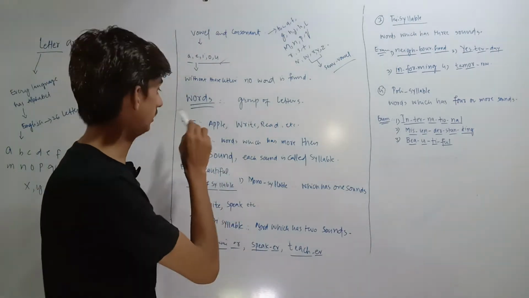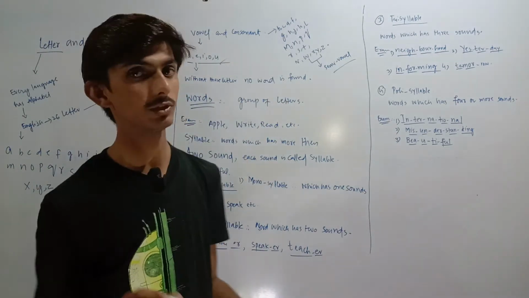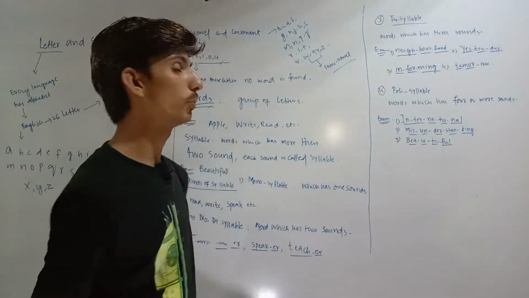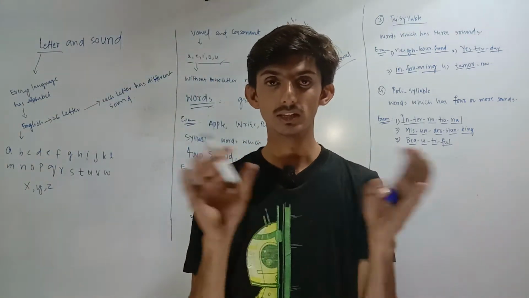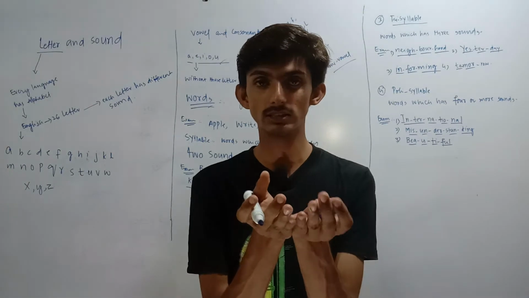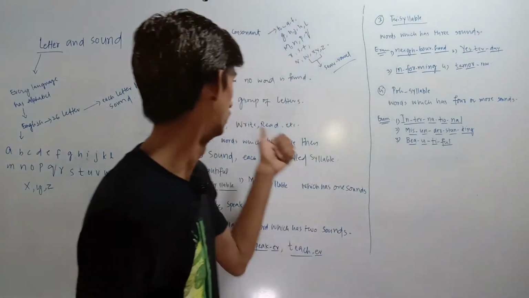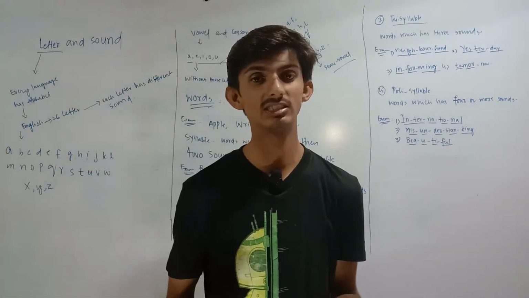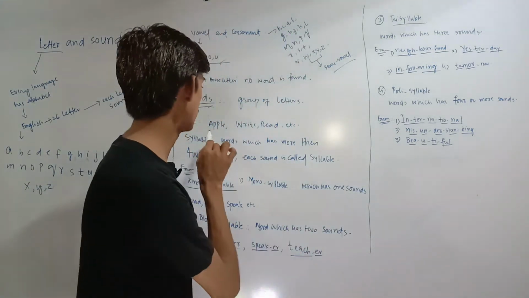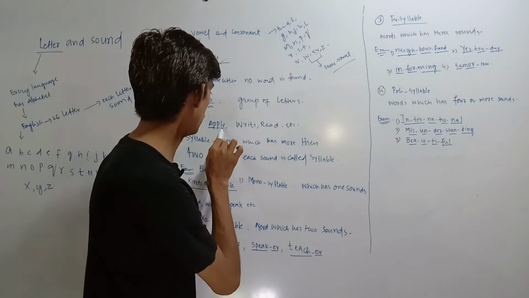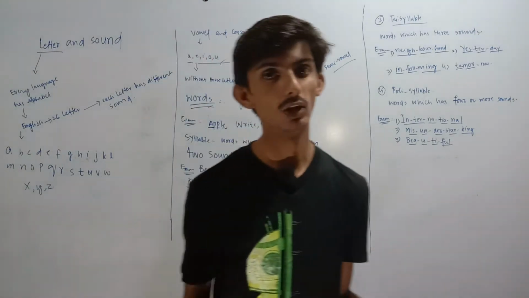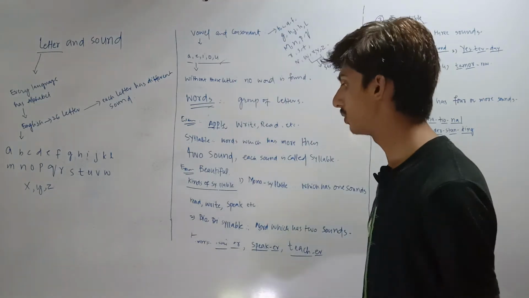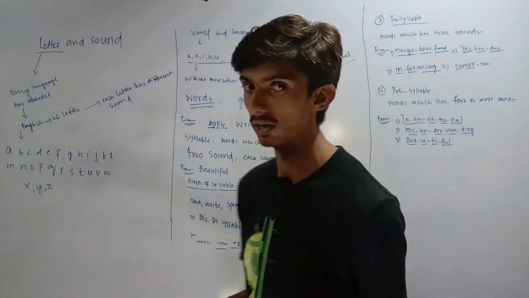Now I am going to move to the word. What is a word? A word is a group of letters, means a collection of letters is called a word. Examples: apple, write, read. These are examples of words. Letters combine, A, P, P, L, E, apple. So letters combine to form a word. This is easy.